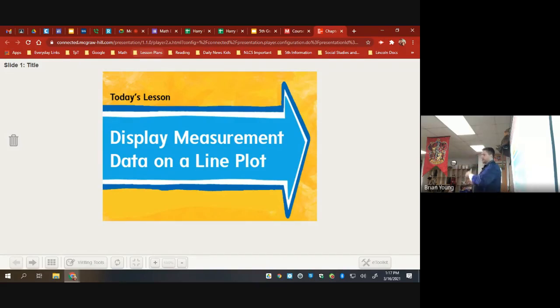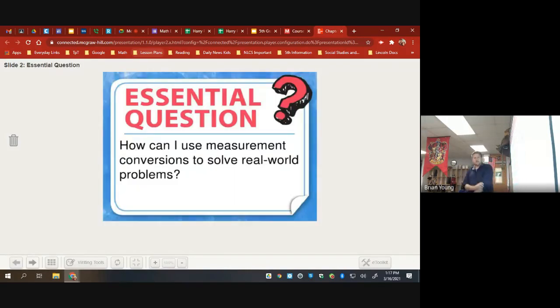All right, something practical. It's something that you're going to be doing eventually in here, where you go around and you survey people on things, and then you make a chart with it. And so that's the first bit of the practice we're going to do with this today. All right, so again, the essential question on page 845 is, how can I use measurement conversions to solve real-world problems? So this is a real-world problem that you will have, not probably that you will have, but you can make up one a lot like this.